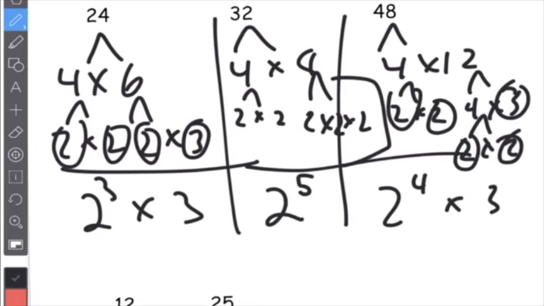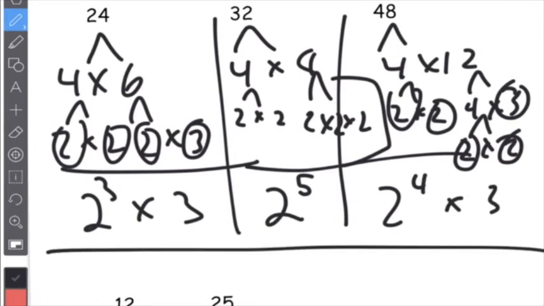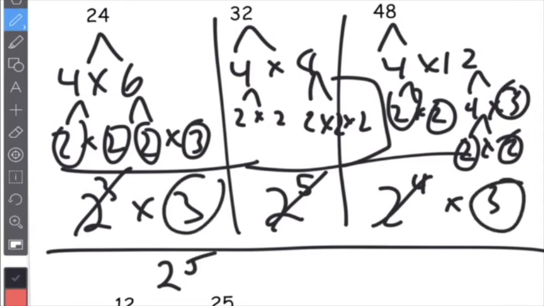So again, remember, we look for the biggest ones. So for the 2's, 2 to the 5th is the biggest. I have a 3 over here and no 3 there, so I have to take 1, so it's 3. So 2 to the 5th is 32. 32 times 3 is 96. So the answer for the LCM for that one is 96.